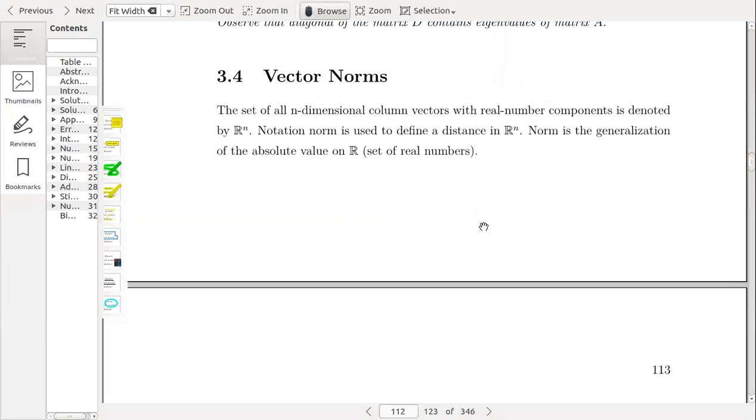Okay, so next is the vector norms. The set of all n-dimensional column vectors with real number components is denoted by Rn. Notation norm is used to define a distance in Rn.